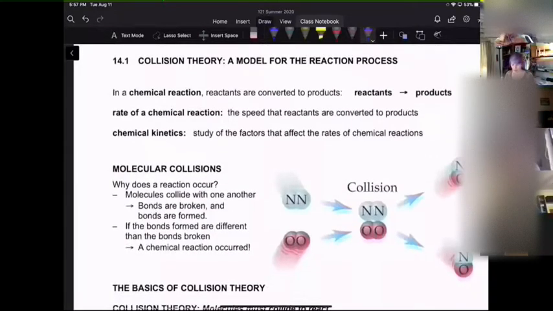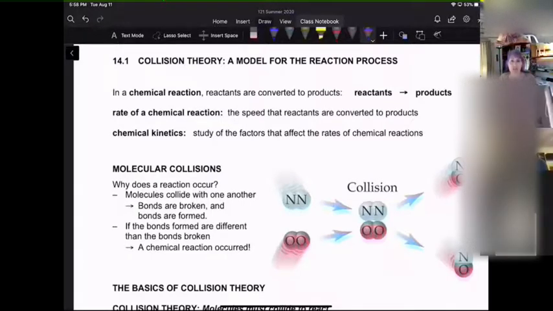All right, so let's talk about collision theory. In a chemical reaction, we're looking at reactants converting into products, and that can happen fast or slow. So when we talk about the rate of a chemical reaction, we're talking about how fast those products will develop. So we could start with something that has all reactants and produces a color change, for example. Maybe it forms a brown gas. We can measure how fast that brown gas is generated, and that would be the rate of the reaction. So studying how fast reactions go is kinetics, chemical kinetics.